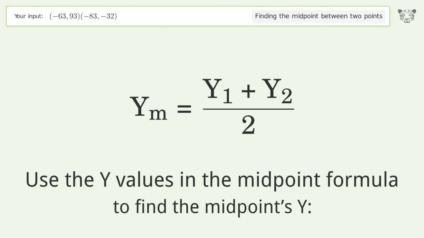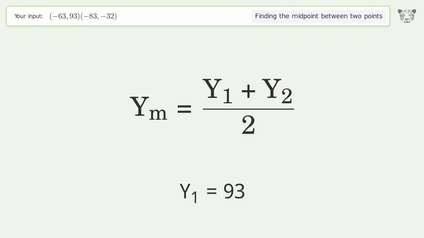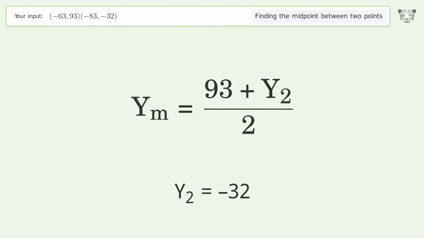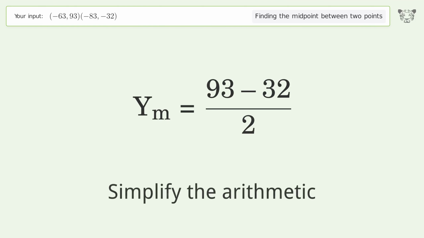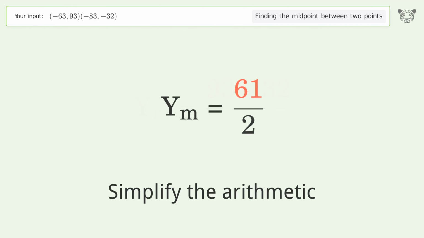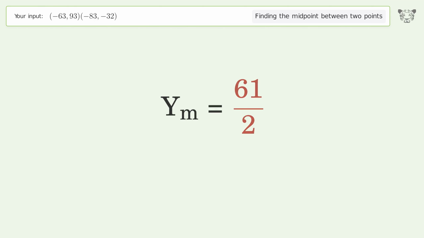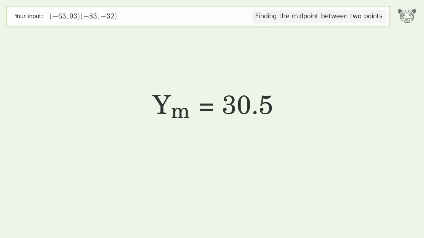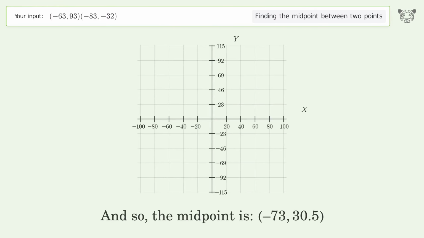Use the y values in the midpoint formula to find the midpoint's y. y1 equals 93. y2 equals -32. Simplify the arithmetic. And so, the midpoint is -73, 30.5.